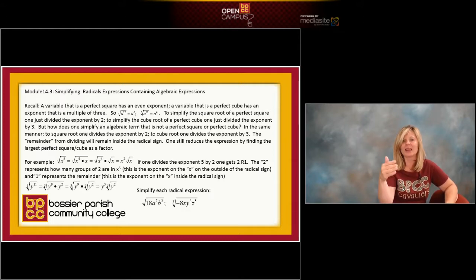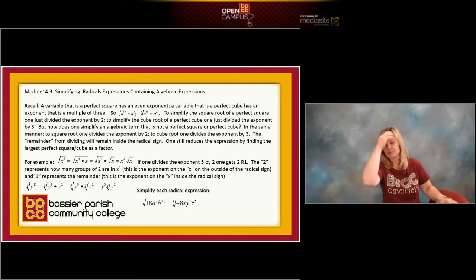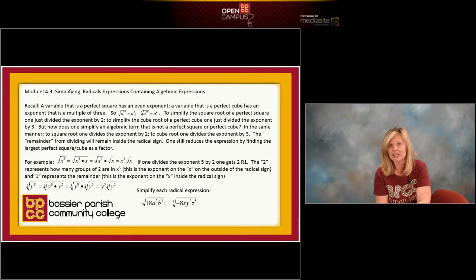The cube root of y to the 9th is y cubed. Can you cube root y squared? No, because y squared only has 2 y's, and to do a cube root, you need a group of 3. So that's why the y squared stays inside the radical symbol.